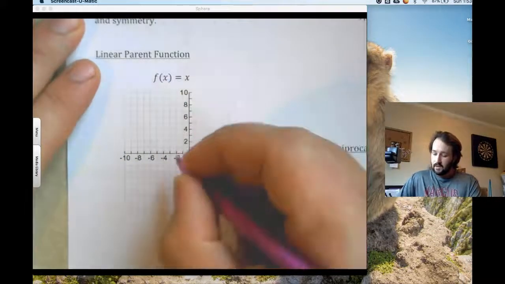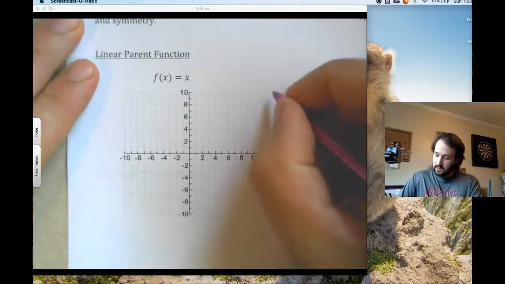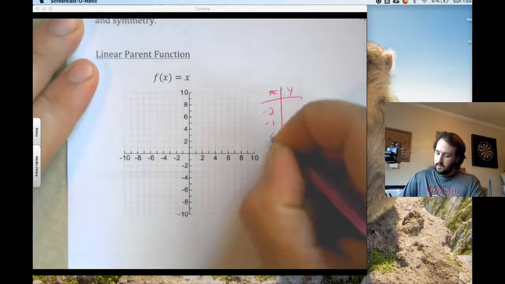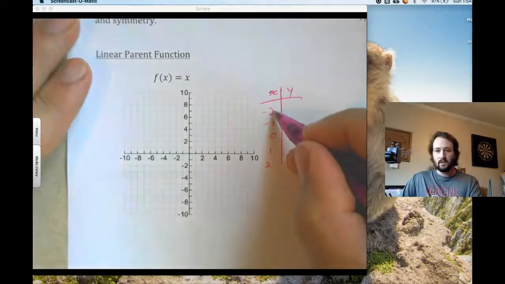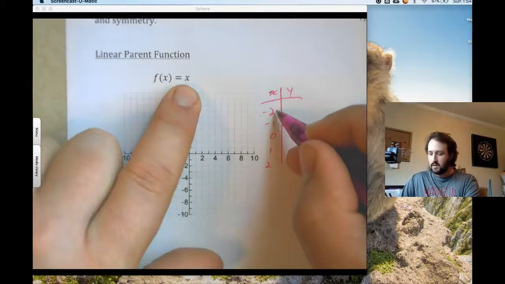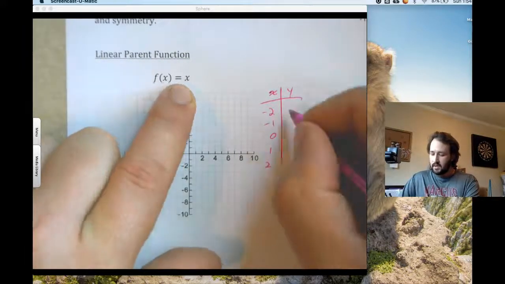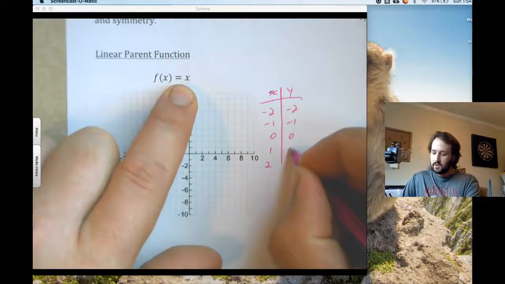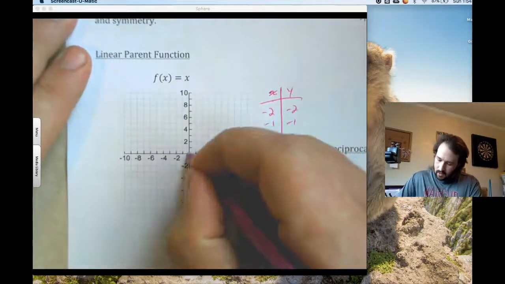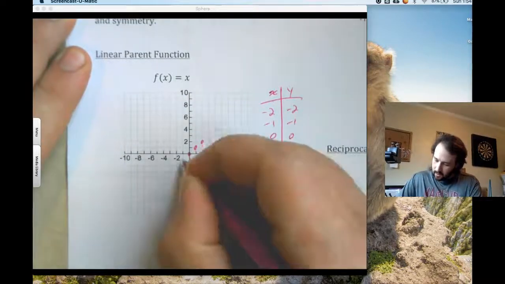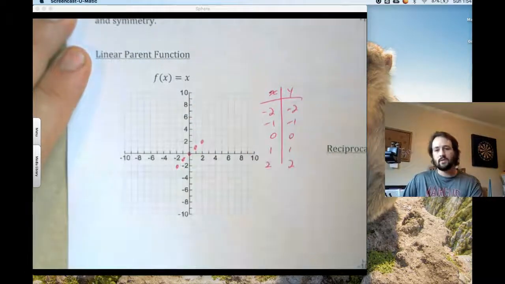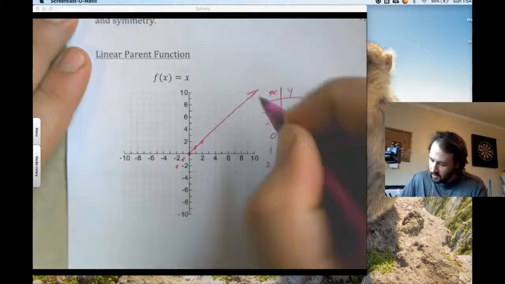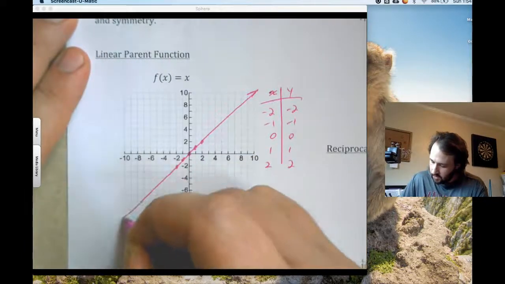So if I know f of x equals x, if it helps you, make a table. I'll try to make a table as we go through these as well. All right, so if I put in -2 for x, the y value I will get out is also -2. If I put in -1, it'll be -1, 0 is 0, 1 is 1, 2 is 2. So that's why this is called linear, because if I were to graph those points, and they continue this pattern forever and ever, it creates a line, which is a linear function.